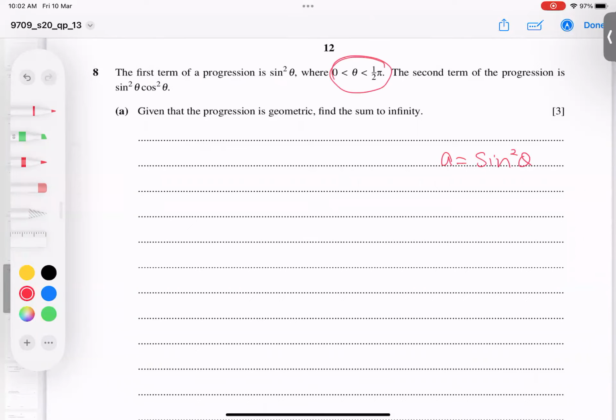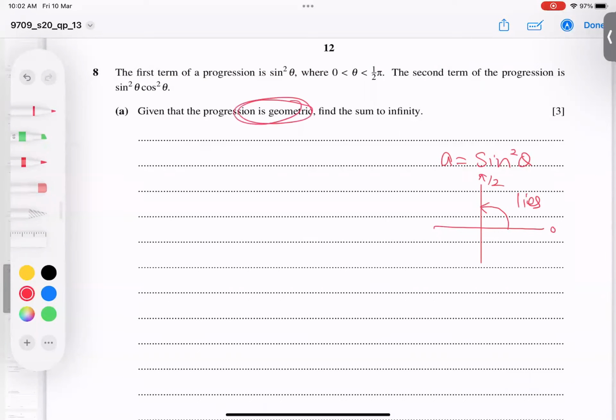And theta, make sure, is in the first quadrant. It means 0 to pi by 2, because 90 degrees or pi by 2, same thing. So it means the angle lies here only. The second term in the progression is this. So T2, and all of you know how to find the common difference, not a hard job.